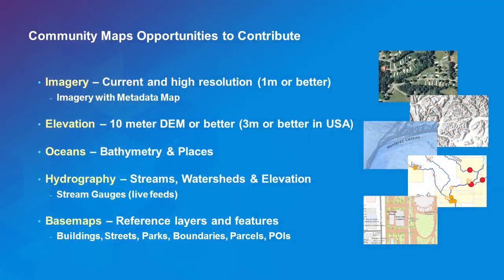So these are some of the opportunities. If you do have data that you're interested in sharing through Community Maps, these are the primary ways in which users are participating. So imagery is one. There's a lot of organizations who are acquiring aerial photography. I've spoken with a few this week. One of them is the state of Texas.